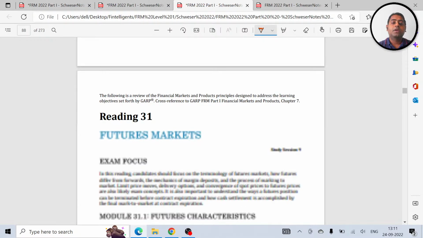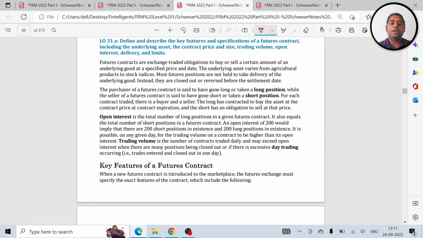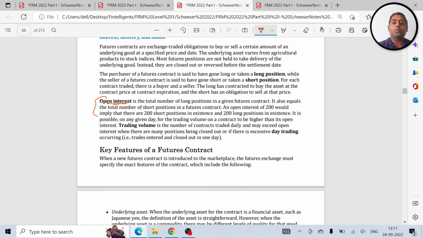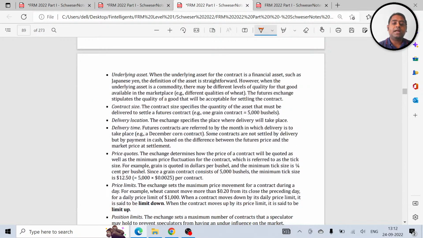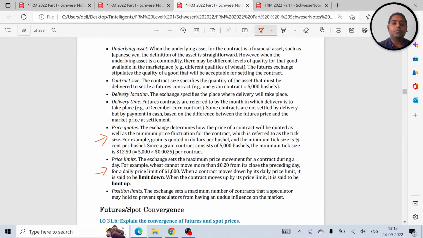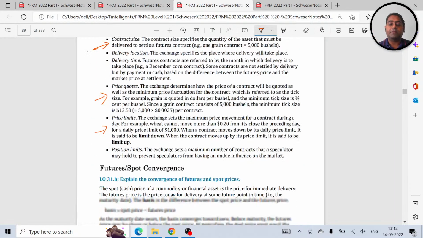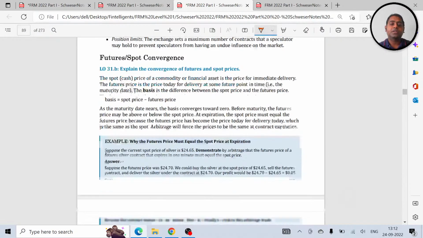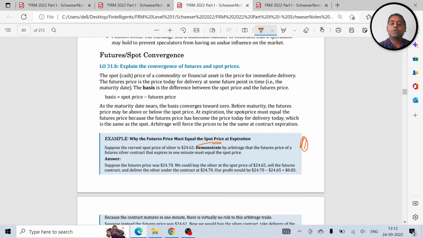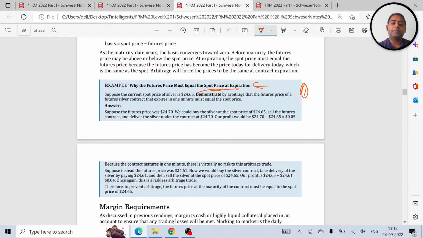Futures market. Long, short, day trading, open interest. You should know. So you can read this entire paragraph properly. Key features of futures: price quote, price limit, and there is one more. Position limit is not there. Contract size. You can focus on these, especially price quote and price limit. Very important. Spot price convergence. You can mark this question as star. Understanding perspective: this will help you understand what is basis and basis risk.